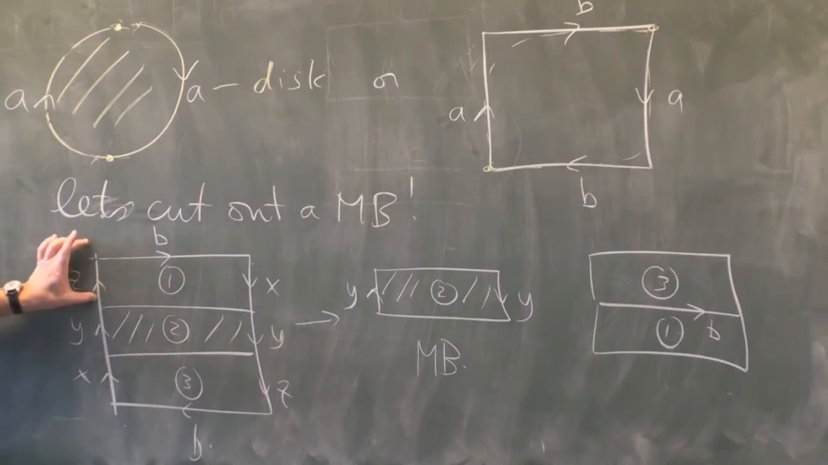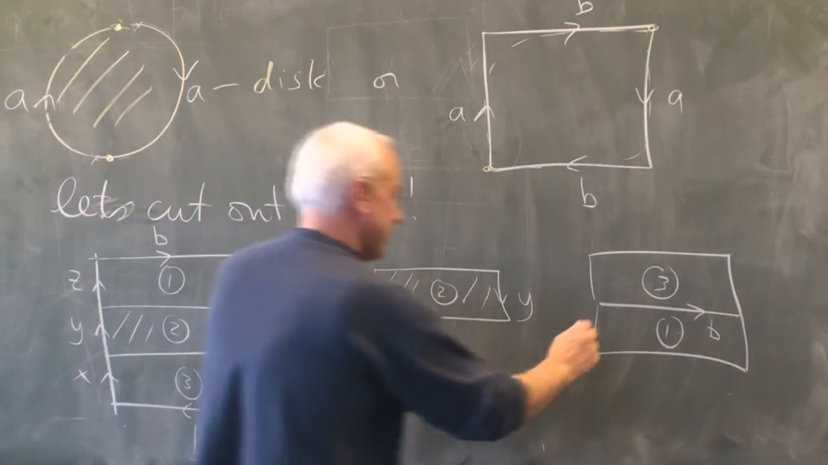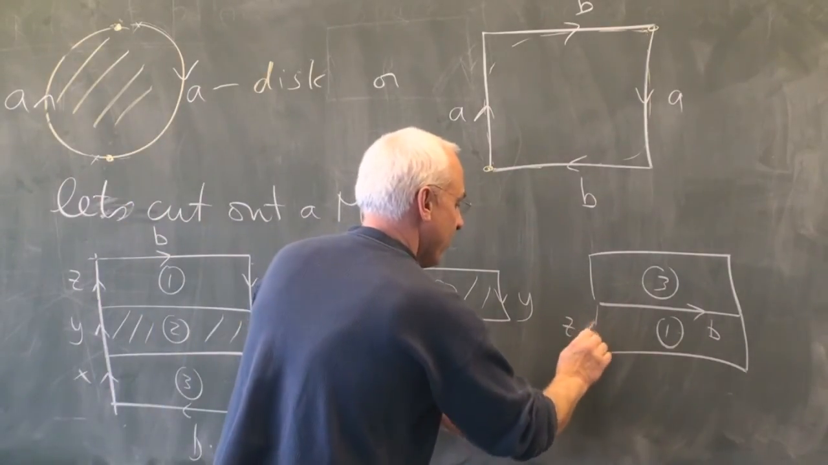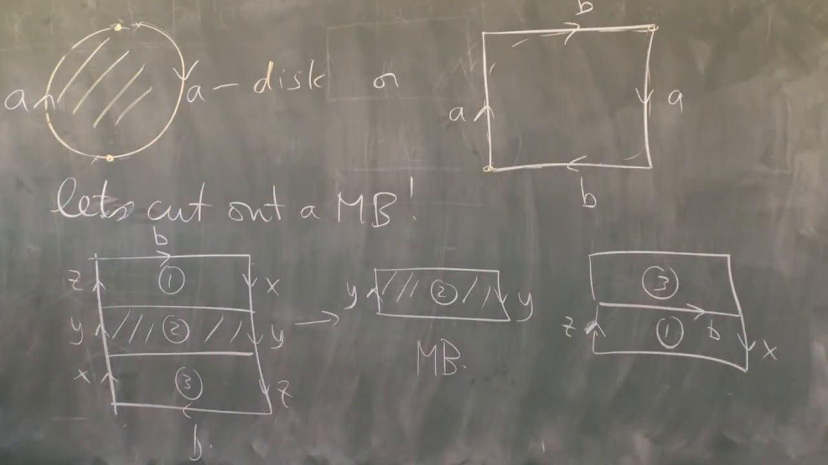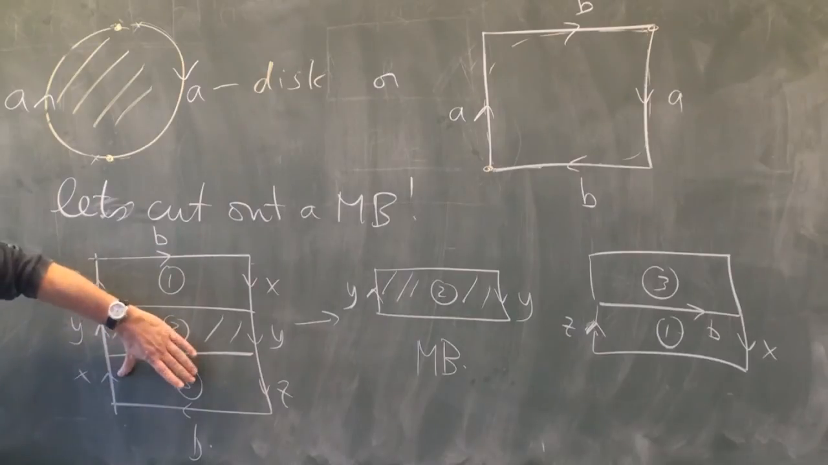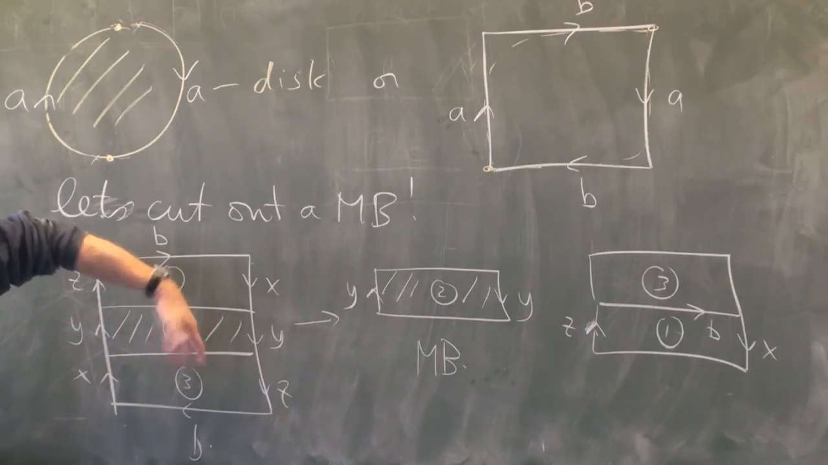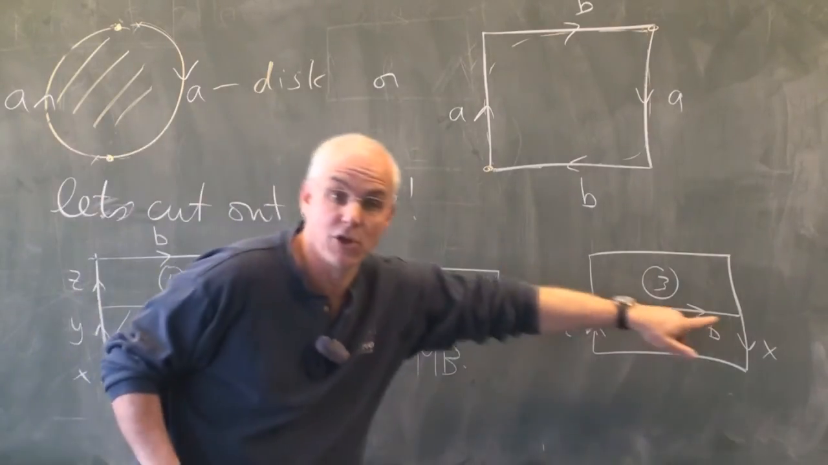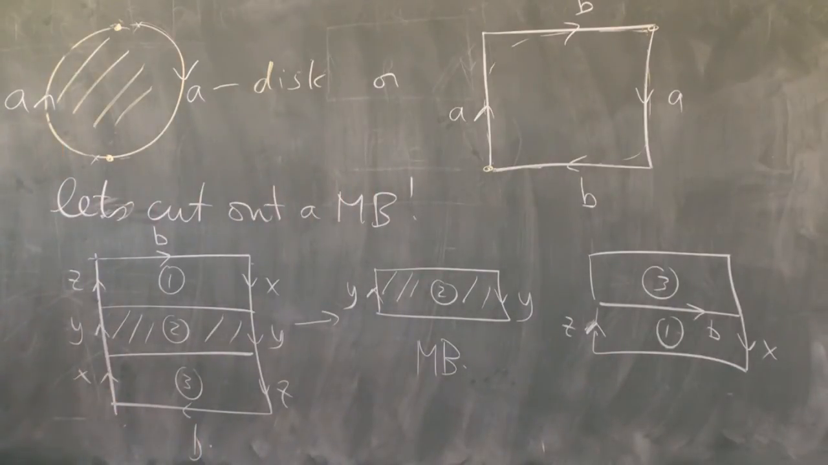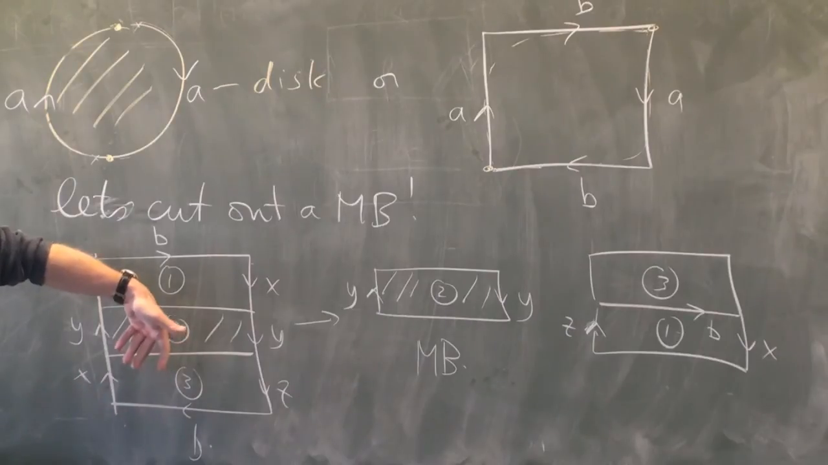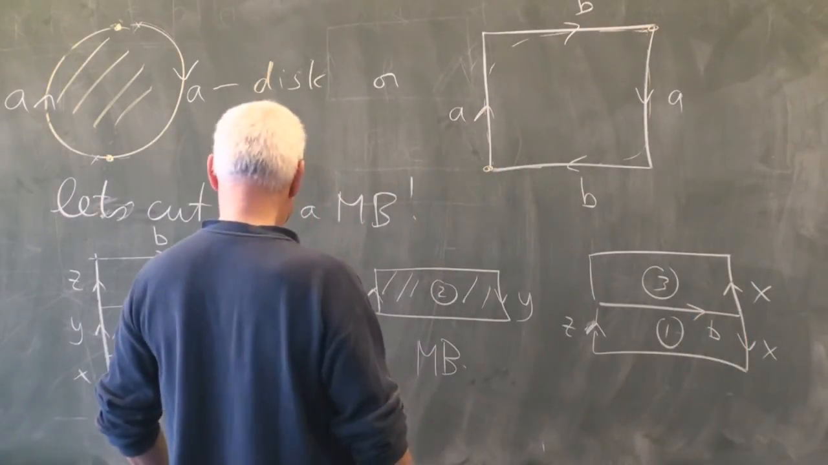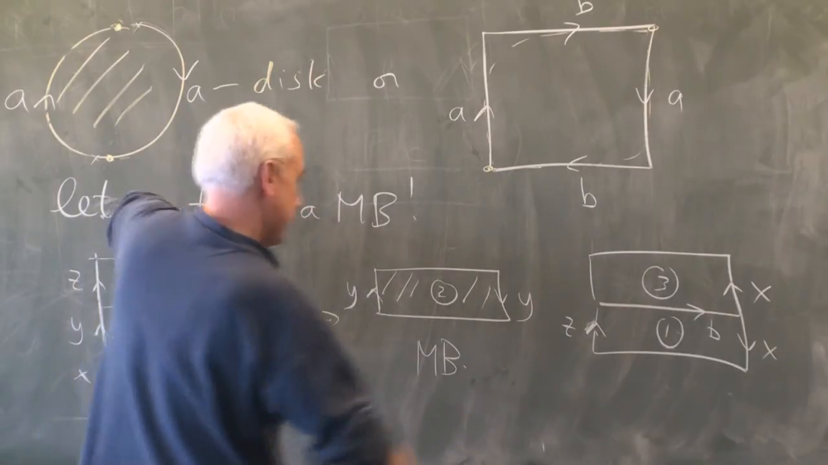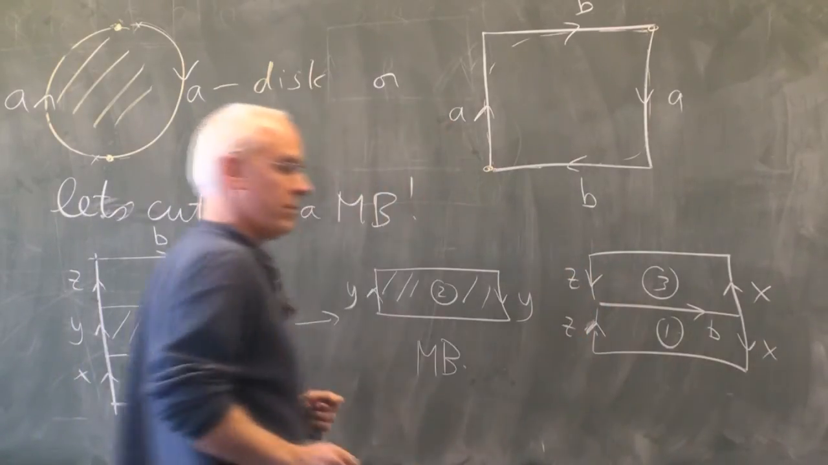Okay. So I'm going to take piece number 1, and I'm just going to translate it exactly. There's still Z, and there's still X. But what have I done to number 3? I've had to flip it over to get it in the right position so I can do the gluing. And that means that the X piece, having been flipped over like that, is now over here. And the Z piece is over here.